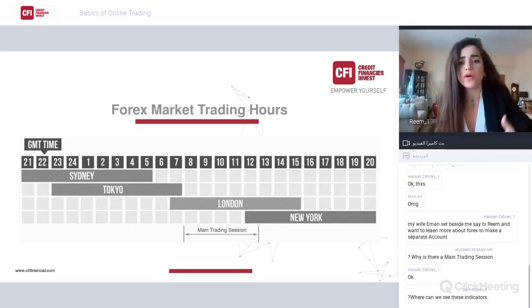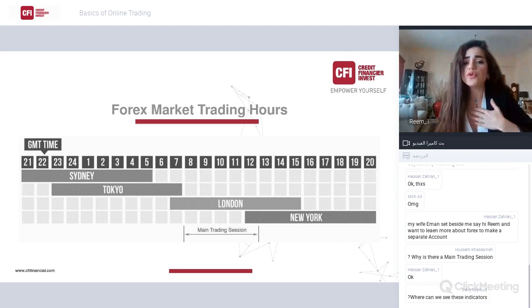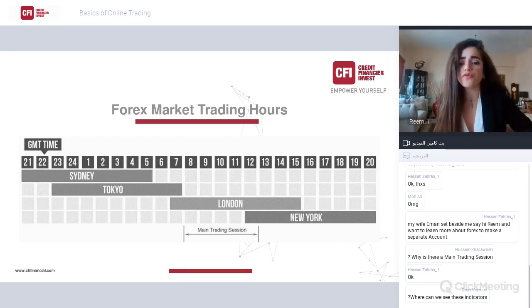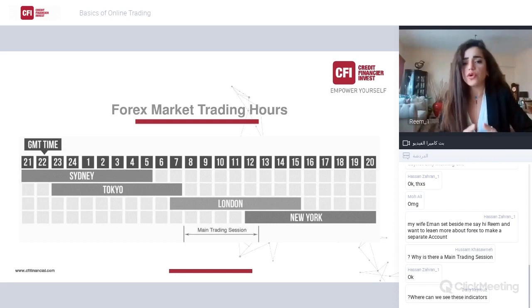Maybe we will do more than one session per week. We can specify a fundamentals training session where we talk about the major indicators and how they affect the trading. Where can we see these indicators? CFI usually provides you with an agenda, and we have groups where we send daily the economic indicators that affect the market.